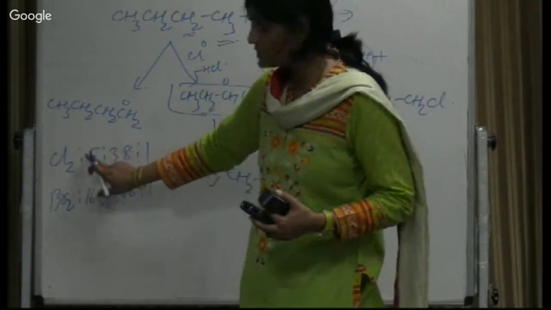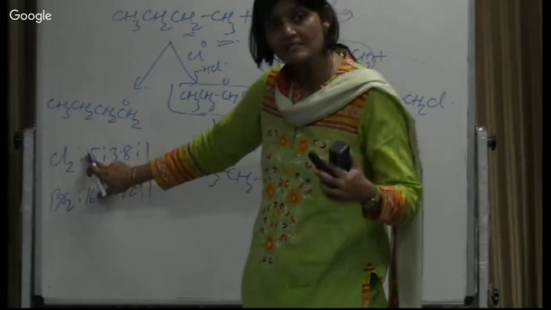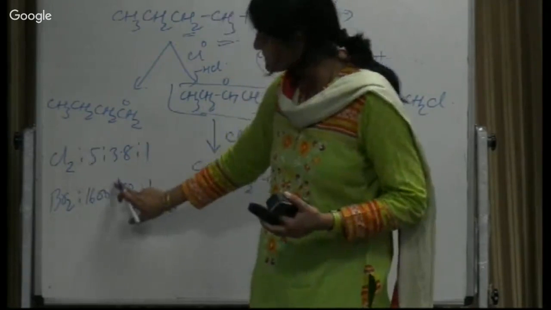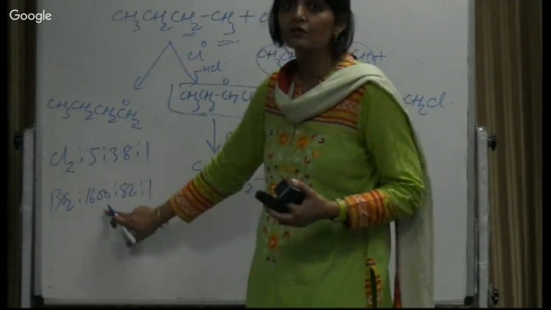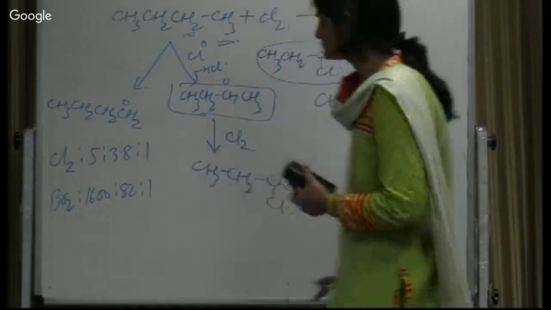Because the reactivity of chlorine for tertiary hydrogen is more, so always a more substituted product will be obtained. Okay, in case of bromination, because it is very high for tertiary hydrogen, you will exclusively get tertiary substituted product. Okay. Next.